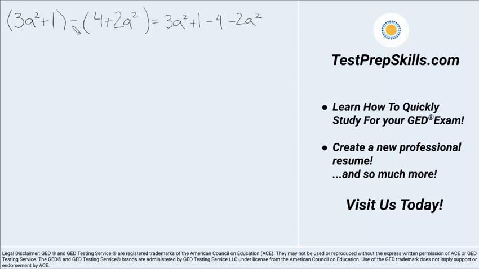Remember, whenever we have two different signs, a negative and a positive, or a positive and a negative, and we multiply them together, the answer is always negative. When the signs are different, the answer is always negative. If the signs are the same, the answer is always positive.